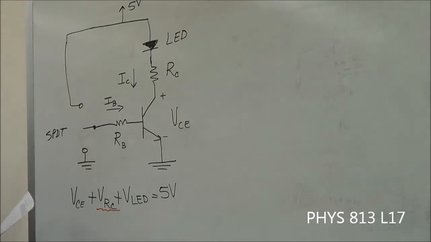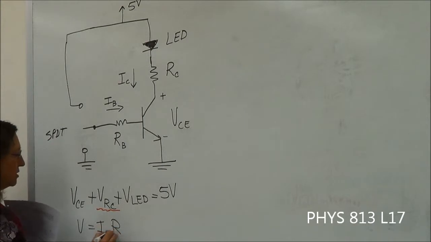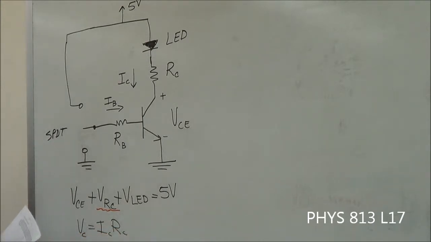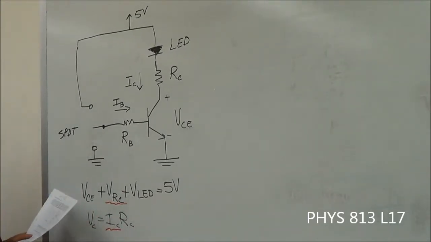Then in step 2 it says to calculate IC. You know that from Ohm's law, V is equal to IR. So these are all collector things, so you're going to solve for IC. The underline means that's what you're going to solve for.